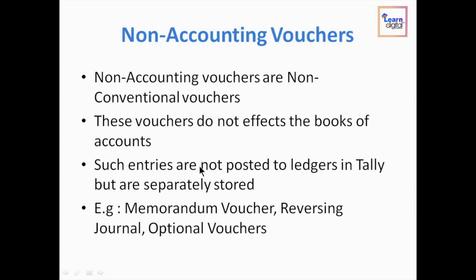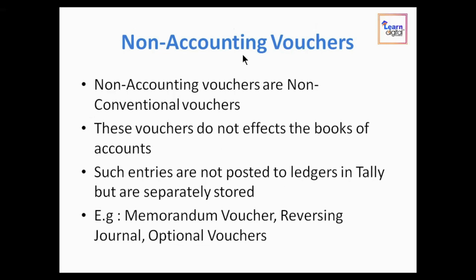We can check the reports in a separate way. They are not the regular vouchers. They do not affect the books of account. Whatever the debit or credit part of these types of vouchers, they do not add or subtract any amounts of original ledgers. They are just available for entering entries that do not affect the books of account. Such entries we can enter through non-accounting vouchers. Examples are memorandum voucher, reversing journal voucher, and optional voucher. So these are the three types of vouchers.